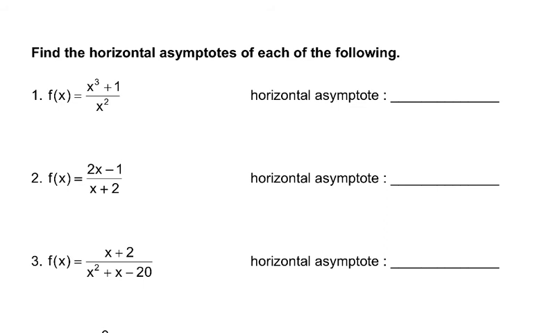You need to identify which one's bigger, the top or the bottom, or if they're the same. So on number 1, x cubed over x squared. Here, the numerator is greater than the denominator. The numerator has a bigger exponent. It's 3 on top, and that's bigger than 2 on bottom. Anytime the numerator is bigger than the denominator, there is no horizontal asymptote. We do not have one.